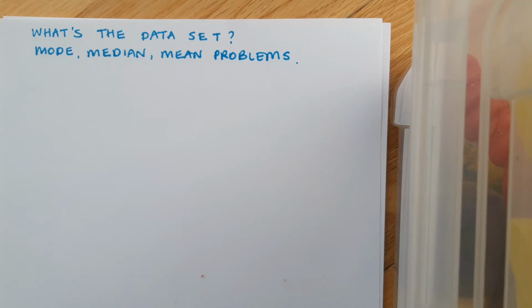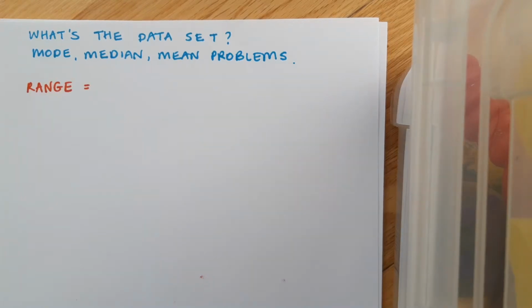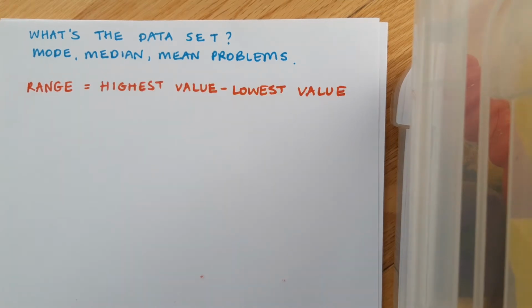This video is going to be based on finding out what data points are in a data set, particularly given information about the mode, median and mean. I want to start the video though by just mentioning range first of all, because this will be mentioned on occasion in these questions. Range basically tells us how spread out our data is, and it's calculated by finding the highest value minus the lowest value.